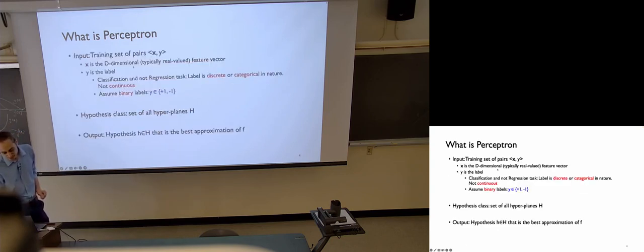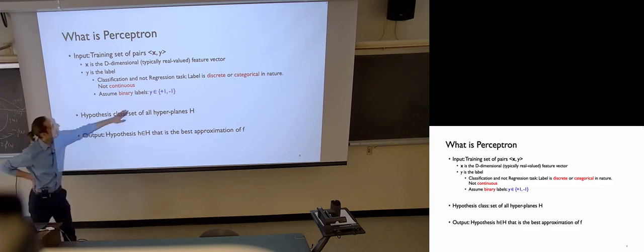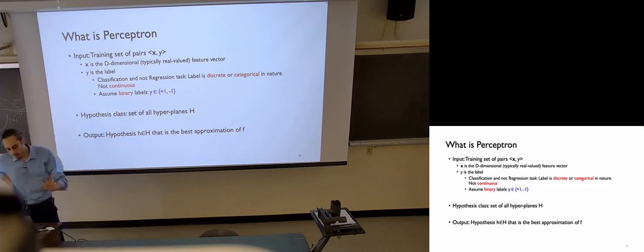As inputs, we'll have a set of training pairs, x and y. X is a d-dimensional feature vector for each particular data point, and y is the label. This is a classification task and not a regression task, so the label is discrete and categorical. In particular, the Perceptron does only binary labels, so y will be +1 or -1. It can be extended, but it's not obvious how, so we're not going to go through that.